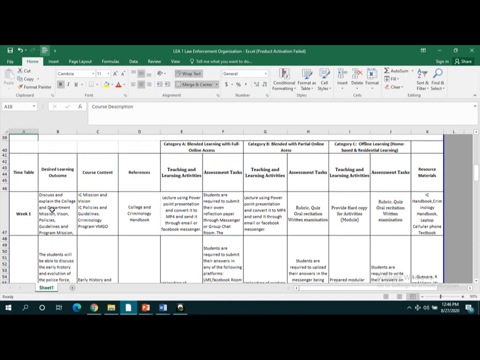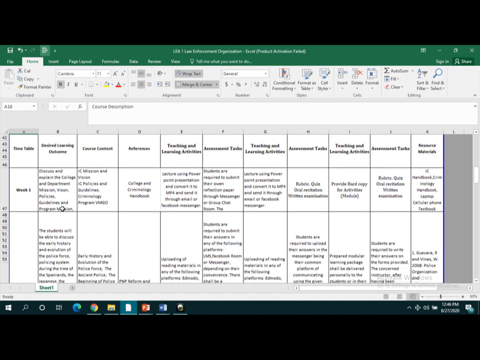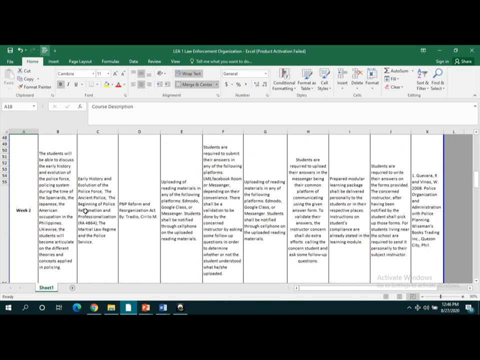For the week 1, the topic that we have just finished is the orientation of our Initaw College as well as the criminology department. So I assume all of you had already submitted their reflection paper. So let's proceed to number 2.